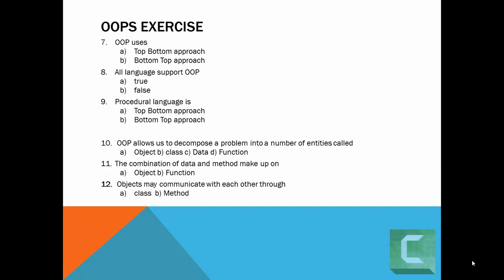Next is, objects may communicate with each other through class or method. So suppose we have some class, when we create the instance of that class, that is the object, and those objects communicate among them through methods. So they are sending the message through one method, and the receiver will receive the message through a certain method. So method is the channel where objects do the communication from one object to another object.